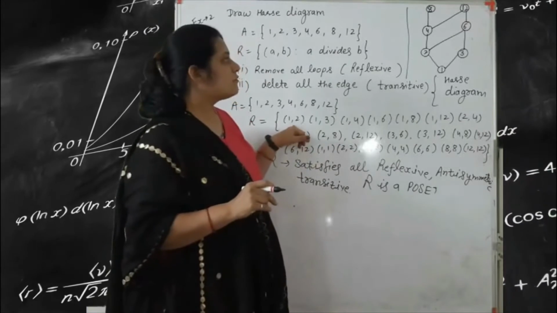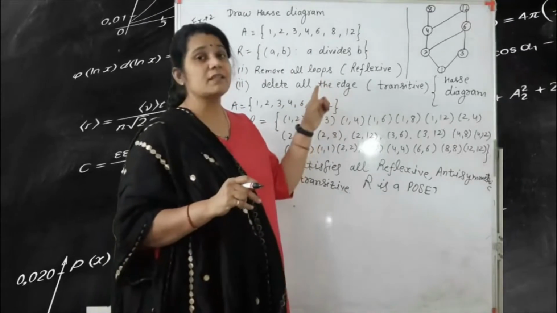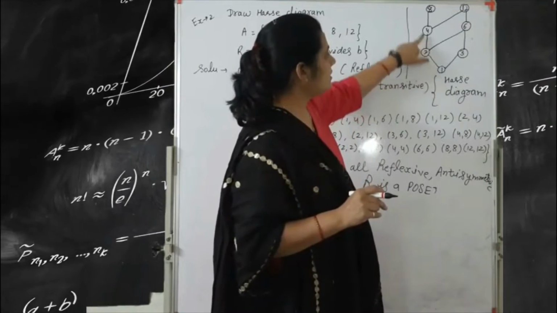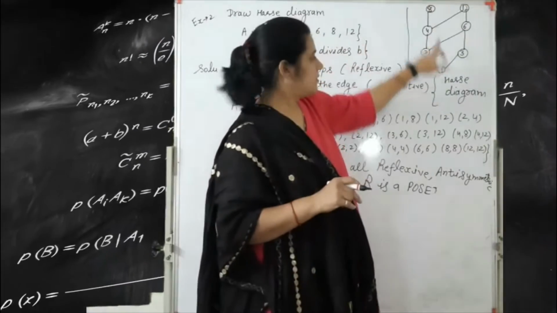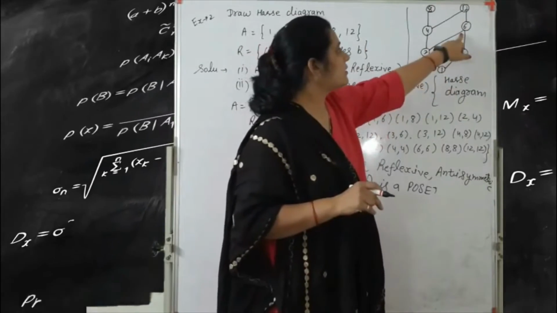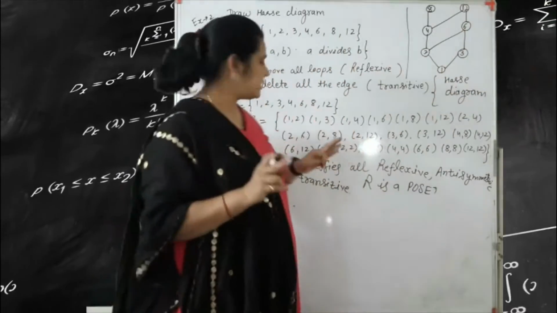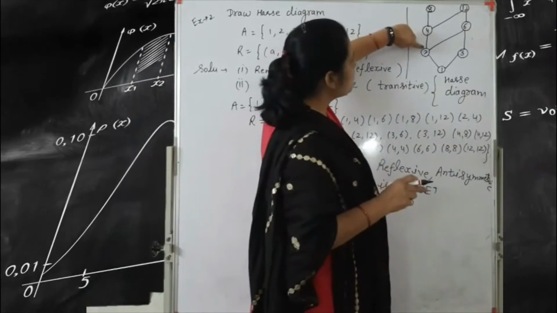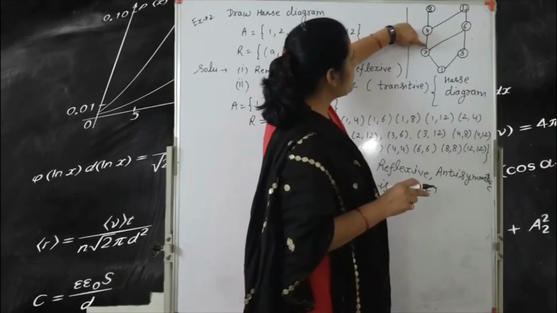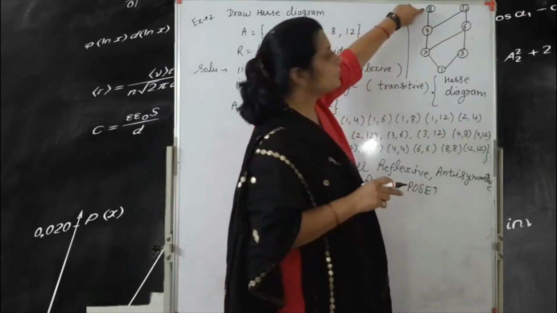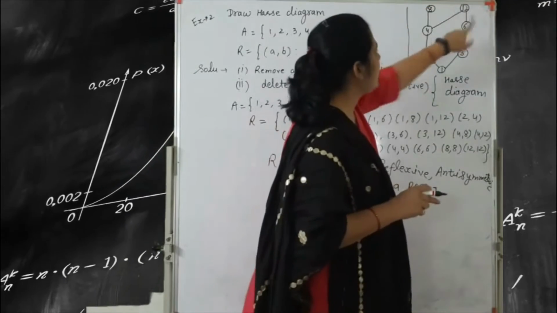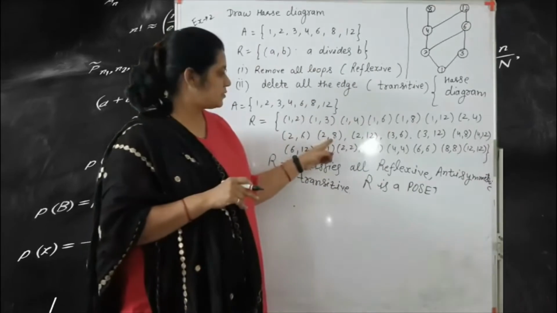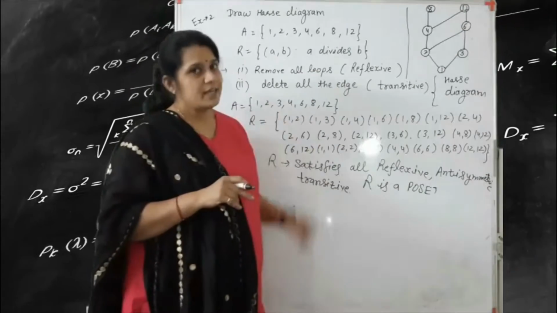Okay, next one is what? Next one is we draw here the transitivity property. That means what? 1 related to 2, 1 related to 4, 1 related to 8, 1 related to 3, 1 related to 6, and 1 related to 12. Got it? So we write here all these brackets. Okay, next one is what? Next one is 2 related to 4, 2 related to 6, 2 related to 8, and 2 related to 12. Okay, so here we write the 2 related to 4, 2 related to 6, 2 related to 8, and 2 related to 12.